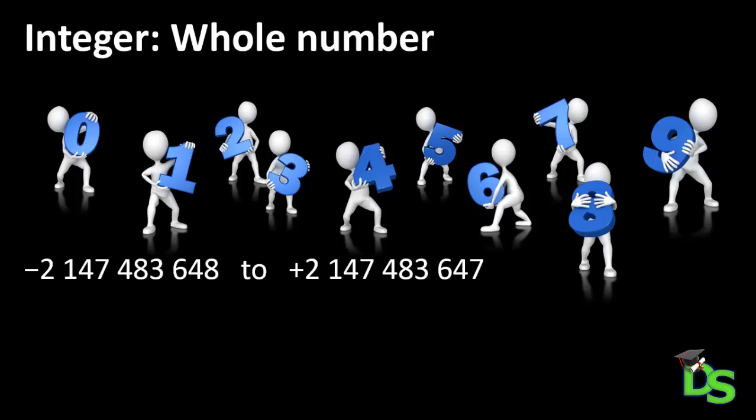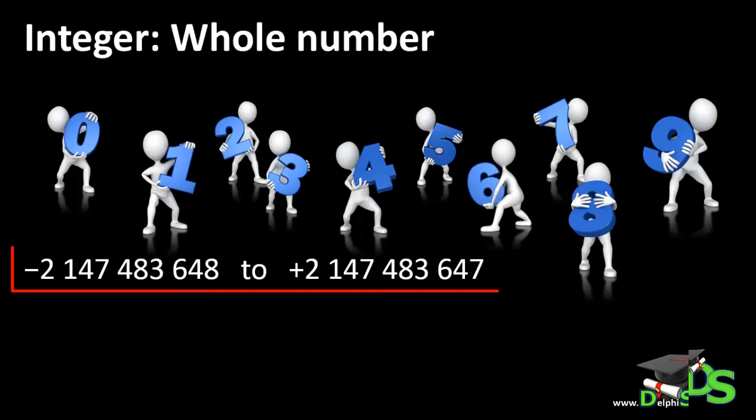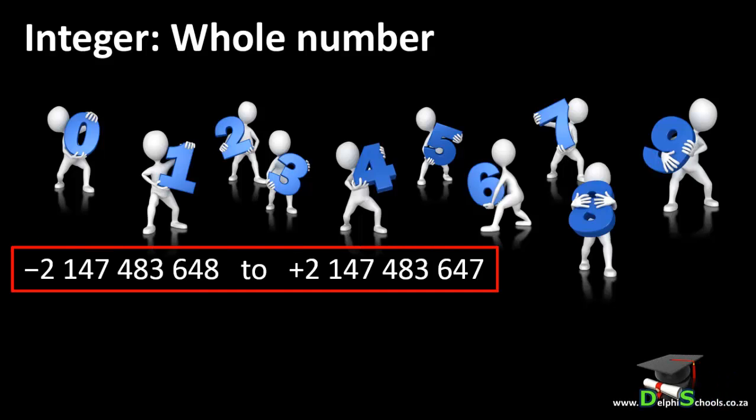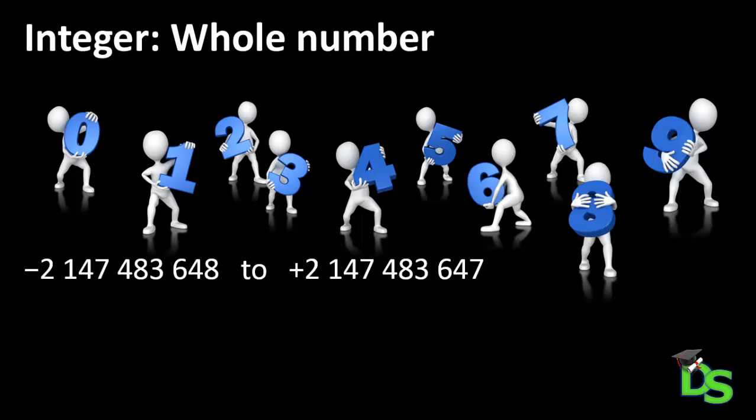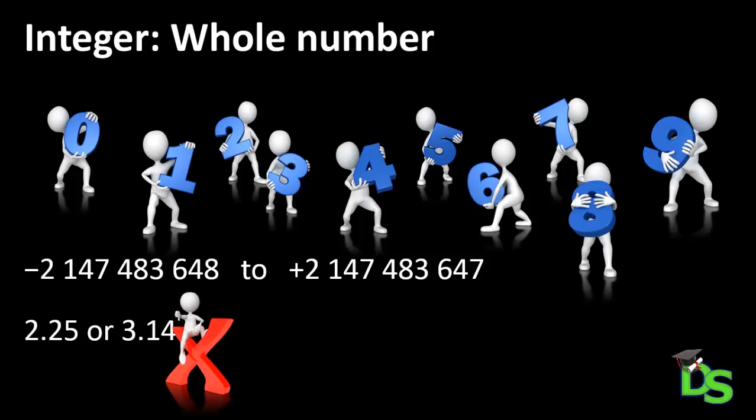In the computer industry, any whole number from -2 billion to +2 billion is considered an integer number. There on the screen you can see the exact range of numbers. For now, it is not important that you memorize the exact range of numbers. What you should remember is that an integer is a whole number. Any decimal numbers like 2.25 or 3.14 are not integers. They are called real numbers or floating point numbers. You will learn more about real numbers in the next lesson.